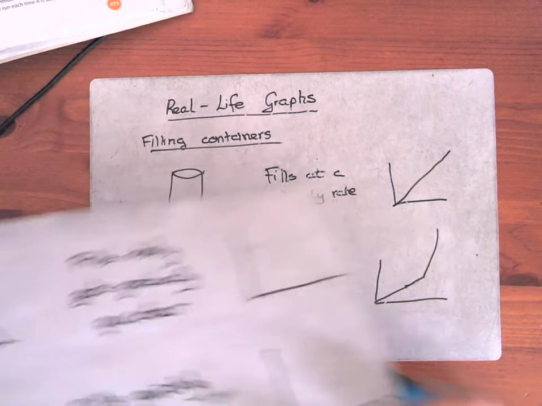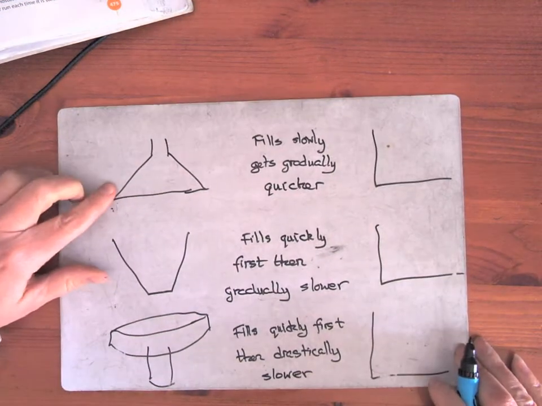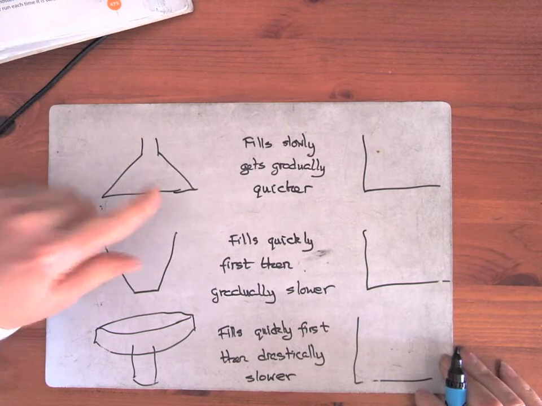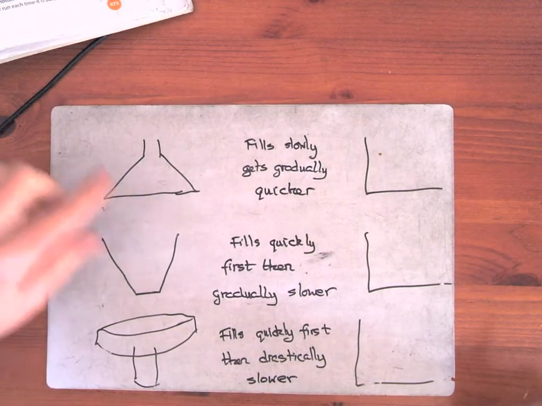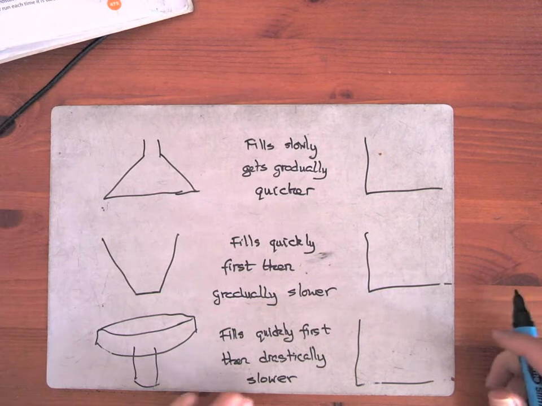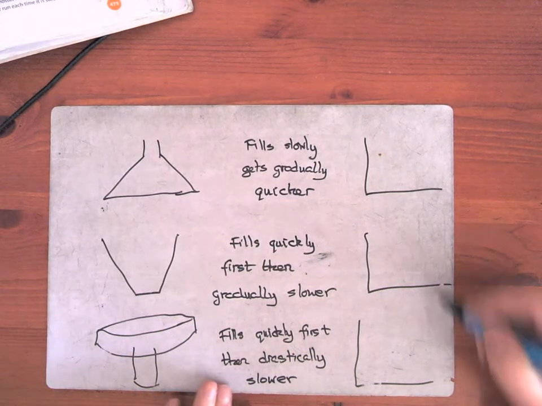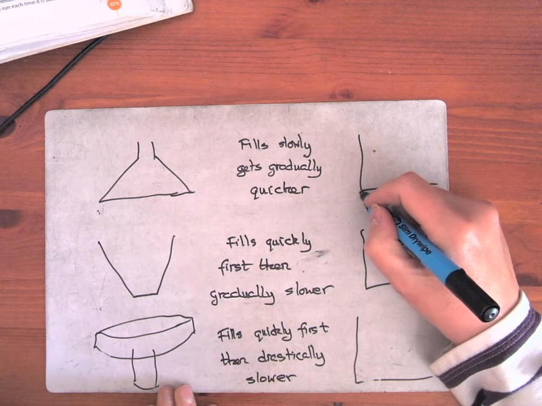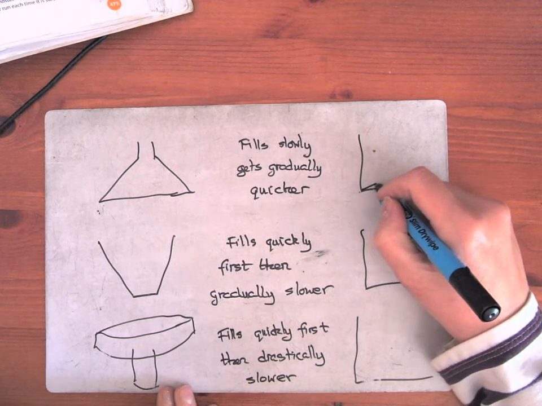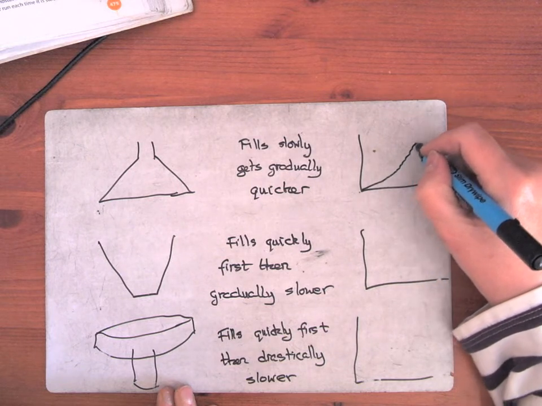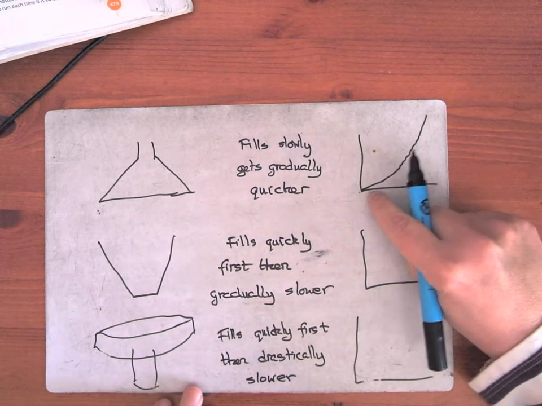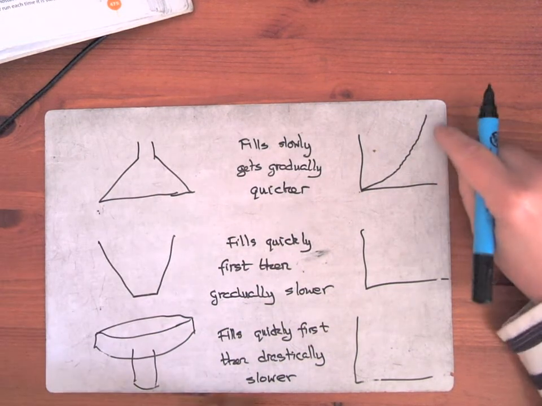The next container I have is like a conical flask from the science lab. This one is gradually changing. There's no sudden drastic change here because the shape is slowly changing, so that's not a straight line at all. It fills slowly, then it gradually gets quicker. If you were to draw a graph of water filling into this, it would be quite slow and then slowly getting quicker all the way up. So it's a curve. It's quite slow to start with, but as it gets near the top, it's very quick.